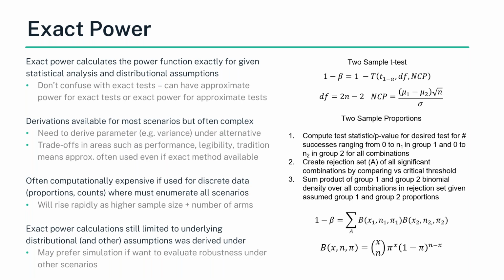And basically what you have to do is, for each of those scenarios, calculate the test statistic or the p-value. The ones that are significant, where the test statistic is above the critical threshold or where the p-value is significant, you put in the rejection set, and then you sum the product, basically how likely each of those scenarios is under the specified pi1, pi2, your actual true assumed alternative group 1 and group 2 proportions. And you can see that's basically just the binomial distribution. So this would be dbinom, basically, if you're using R code. But you're doing this for the entire rejection set.